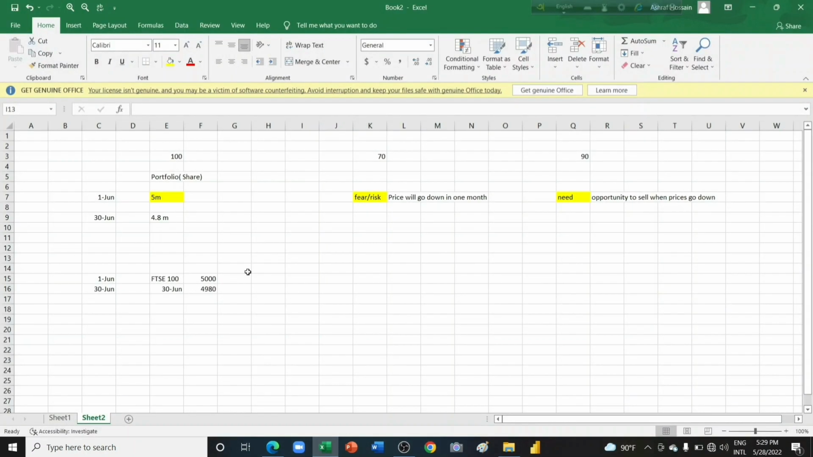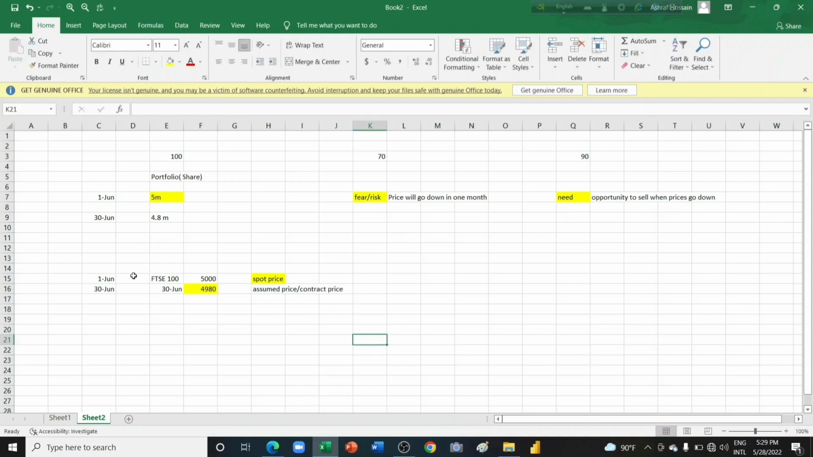Now listen. On 1st June, we had a price of 5,000 points, right? This price was the spot price, right? This was the actual price of FTSE 100 on 1st June. So that is why this is the spot price. So what is this? This is the assumed price or the contract price.